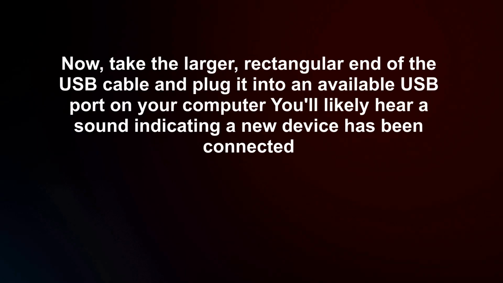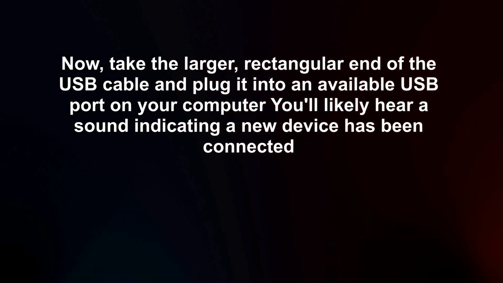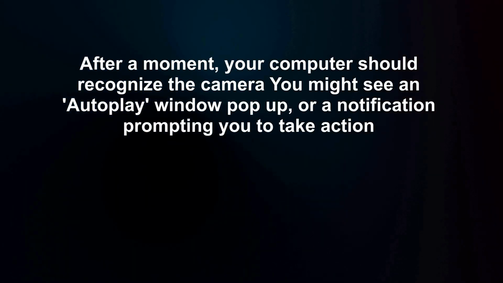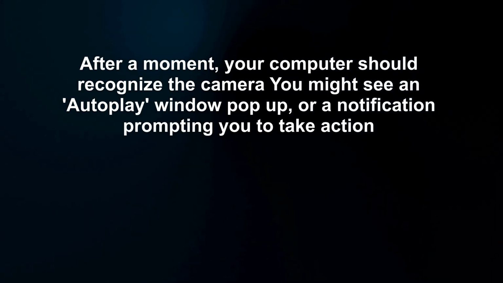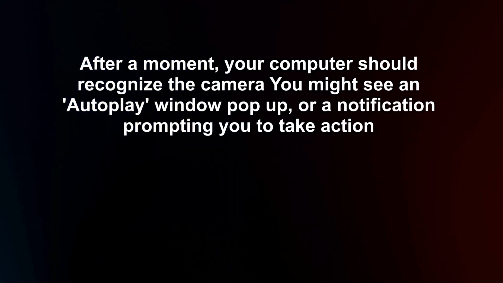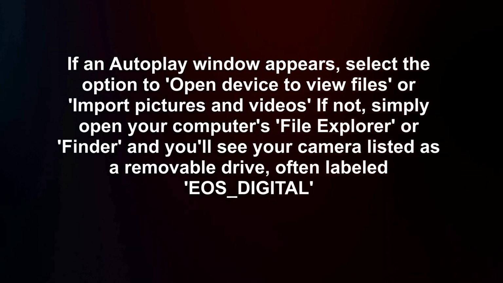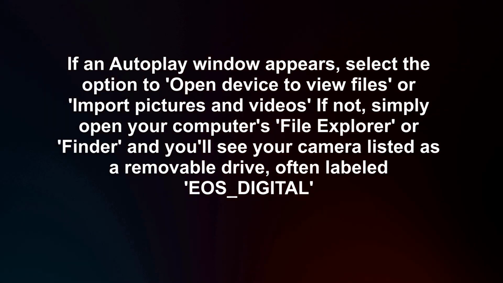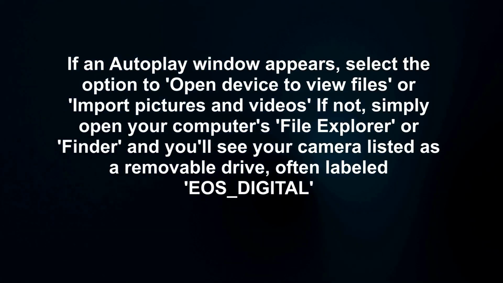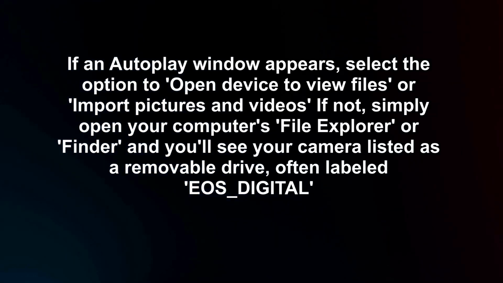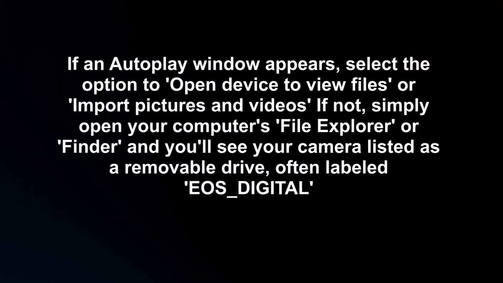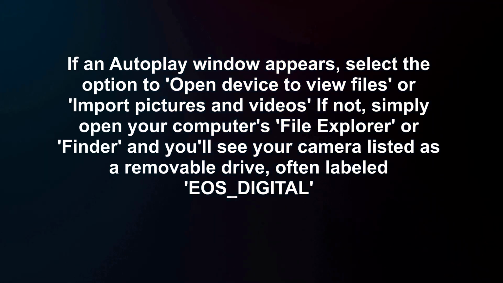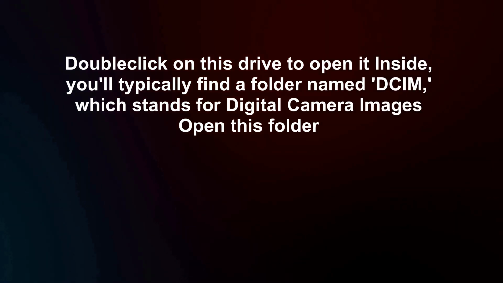You'll likely hear a sound indicating a new device has been connected. After a moment, your computer should recognize the camera. You might see an autoplay window pop up or a notification prompting you to take action. If an autoplay window appears, select the option to open device to view files or import pictures and videos. If not, simply open your computer's File Explorer or Finder and you'll see your camera listed as a removable drive, often labeled EOS_digital. Double-click on this drive to open it.